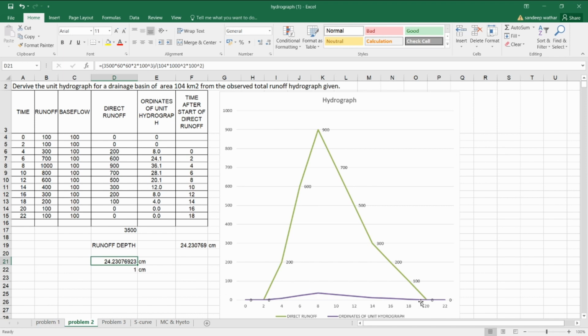Okay, these ordinates are developed in the stream, or these discharges are visible in the stream because of effective rainfall of 24.23 centimeter. Now my assumption is that if there is only 1 centimeter of rainfall, what these ordinates would have been. So what we do is that all these direct runoff ordinates of the direct runoff hydrograph are divided by the effective rainfall. How much is the effective rainfall? 24.23.